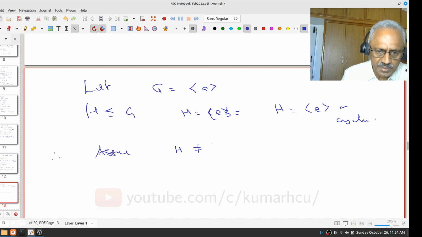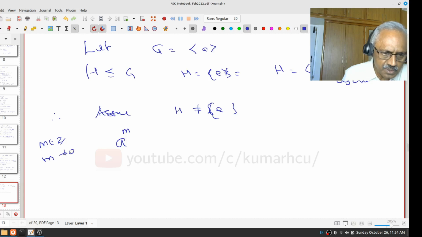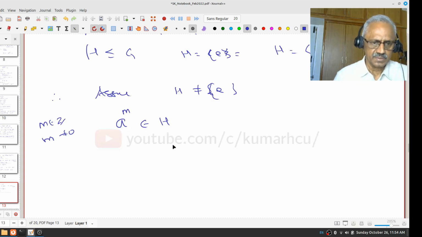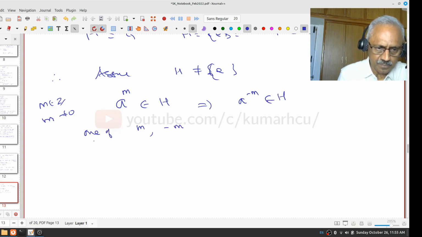Therefore, I may assume H is not equal to identity, right? That means there is an integer m not equal to 0, so that a to the power m belongs to H. Is that clear? Yeah, right. Now m is non-zero, therefore m could be negative, but then since this is a subgroup, this implies a to the power minus m also belongs to H. Therefore exactly one of m or minus m is positive, that is a natural number.